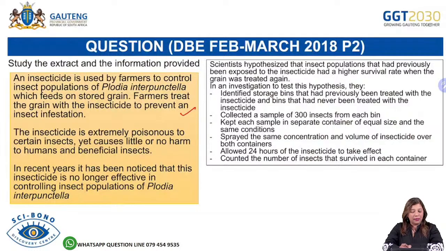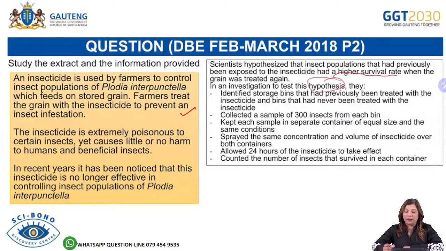In recent years, it has been noticed that this insecticide is no longer effective in controlling insect populations of Phylodia interpunctella. Scientists hypothesized that insect populations that had previously been exposed to the insecticide had a higher survival rate when the grain was treated again. In an investigation to test this hypothesis, I want you to take note of that word while we are continuing.